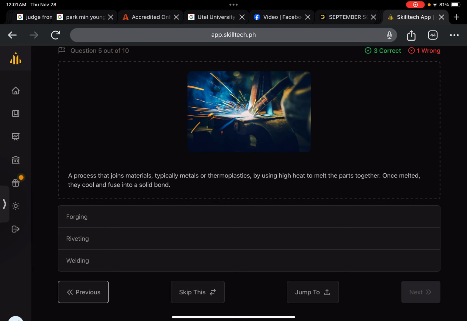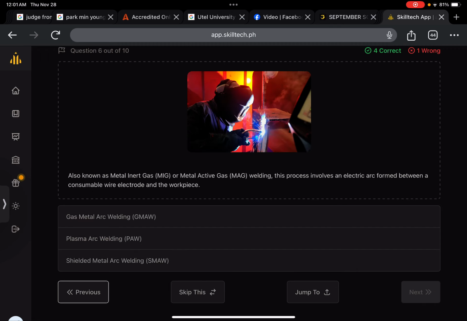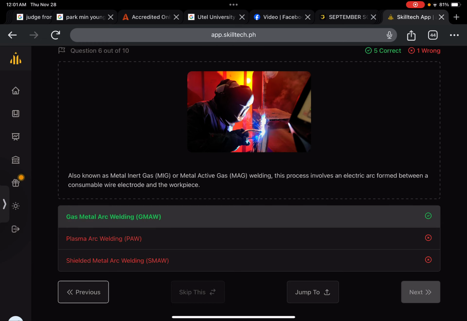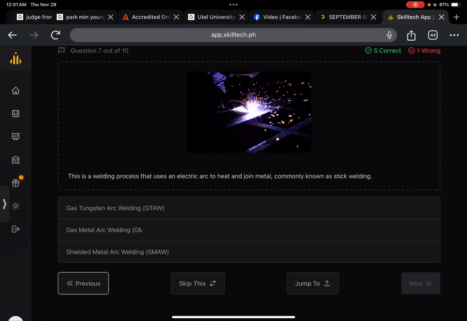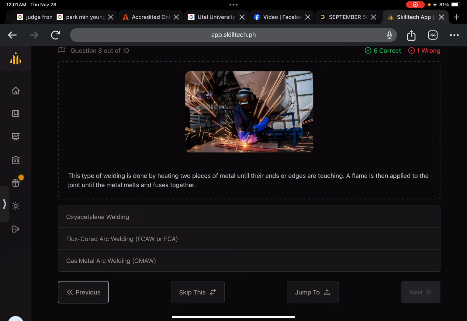Process that joins materials, typically metals or thermoplastics, by using high heat to melt the parts together. Welding. Known as metal inert gas, that is GMAW. This welding process uses an electric arc. Stick welding, this is shielded metal arc. This type of welding is done by heating two pieces of metal until their ends or edges are touching. A flame is then applied to join until they fuse together.